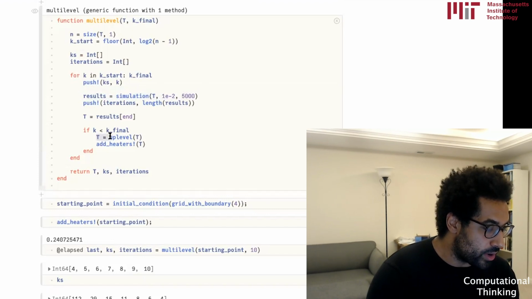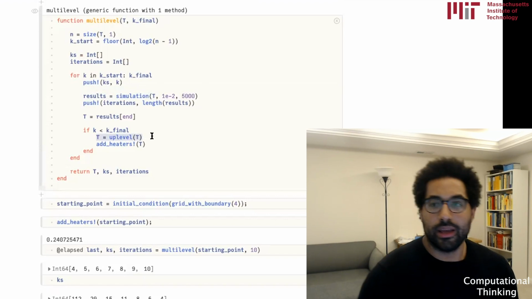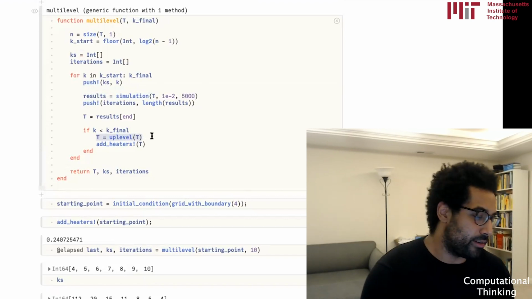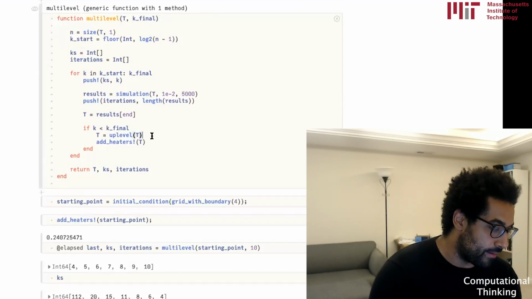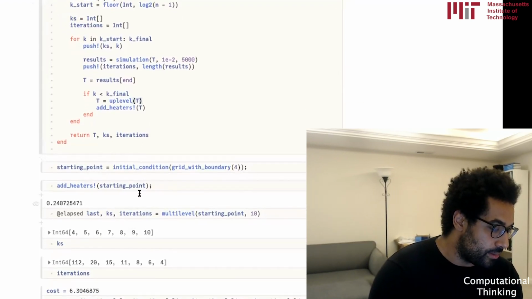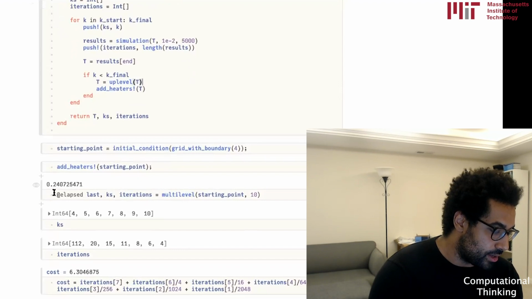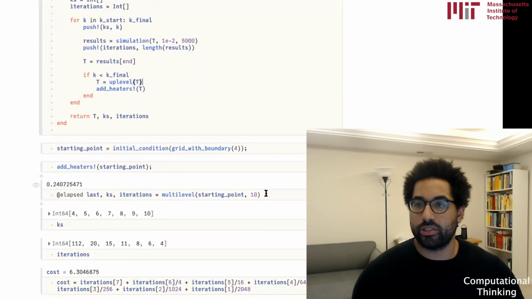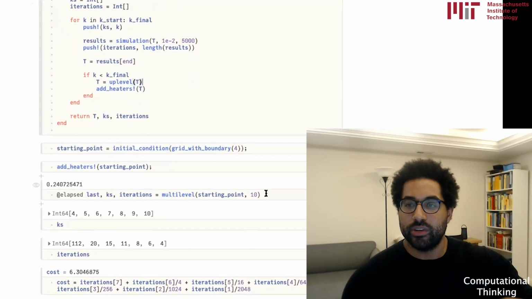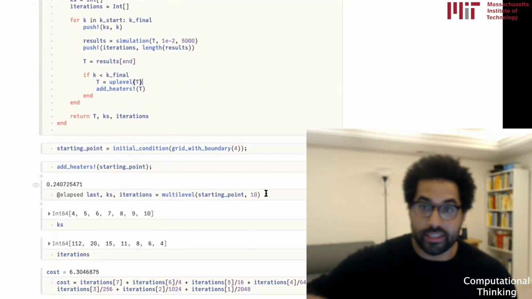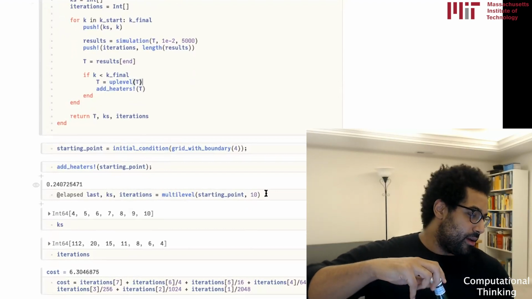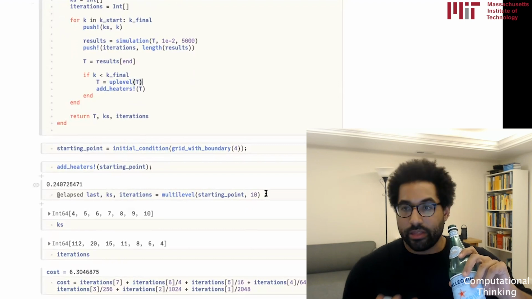And then we're just going to take our approximate solution and map it up to one grid finer. And we're just going to keep doing this until we get to our finest grid. By doing this, you can see that this whole multi-level procedure of doing Jacobi over and over again runs in about 1/4 of a second, as opposed to the approximately 20 seconds the other iteration did.